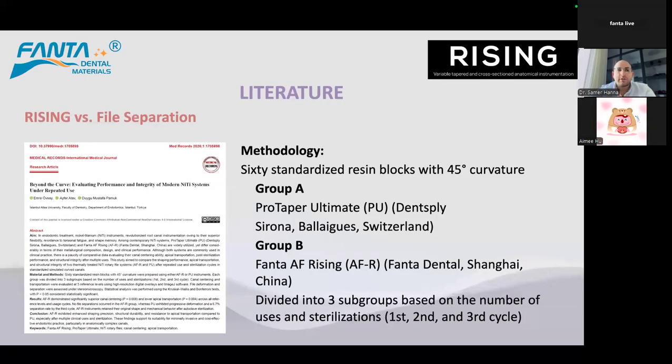The first study we're going to be talking about now is the Beyond the Curve study, where they got 60 standardized resin blocks with 45-degree curvature. And then they had two groups. One was ProTaper Ultimate, and the second group was Fanta Rising by Fanta. Within those two groups, they divided into three subgroups: first cycle of use and sterilization, then second cycle, and then third cycle. So they used the file in three different cycles after sterilization.